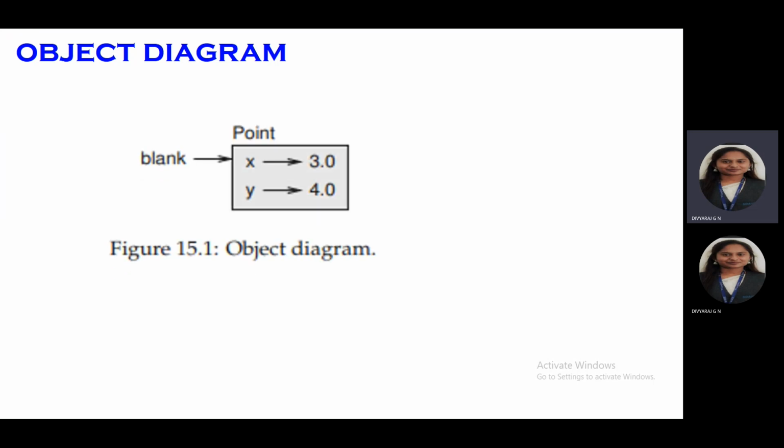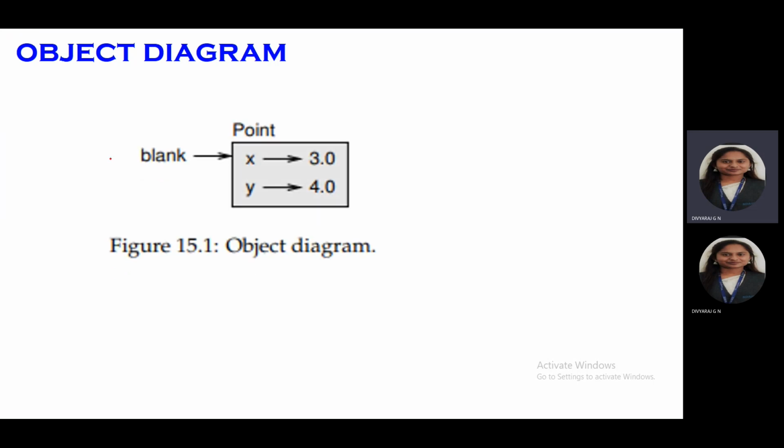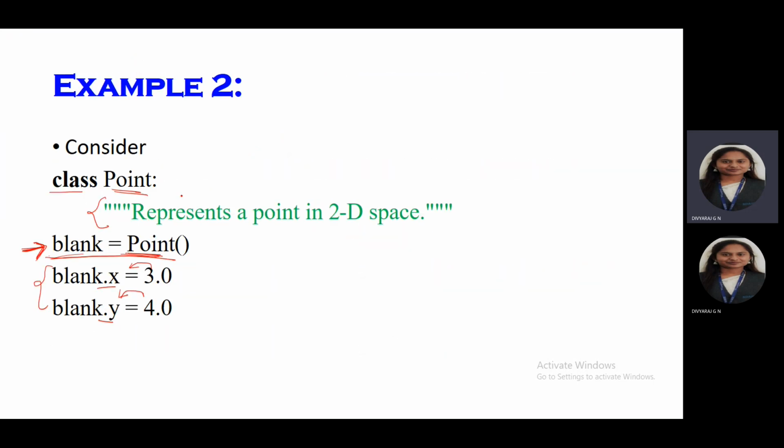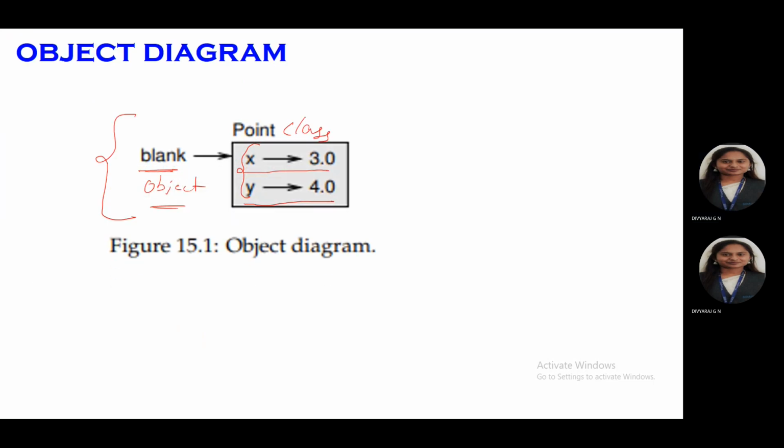Now, very important, the object diagram. What is this object diagram? This is the object diagram. This diagram says Point is a class and blank is an object, and within blank we have two attributes x and y, and the value assigned to x is 3 and the value assigned to y is 4. So this is the object diagram for this example.